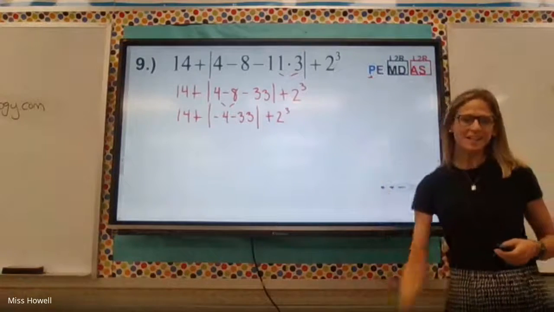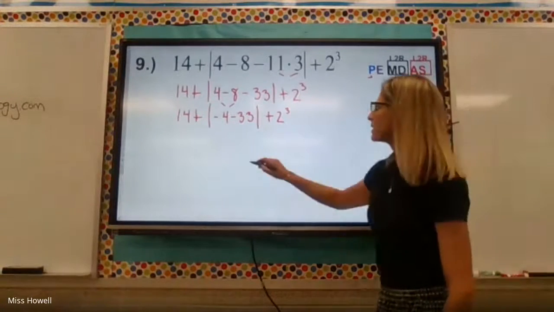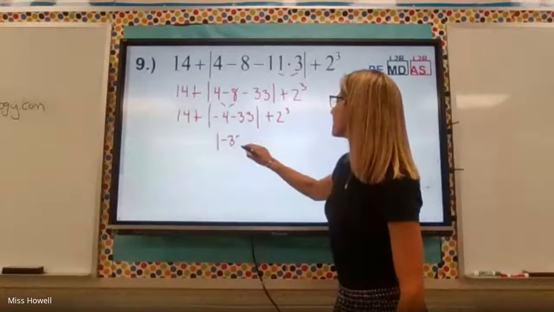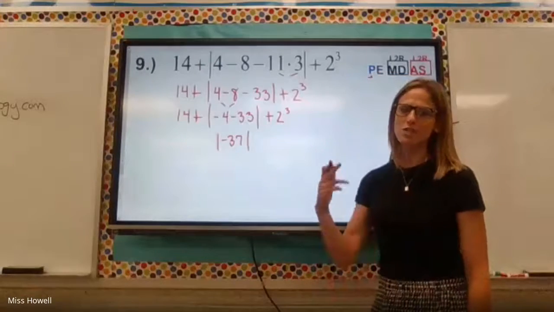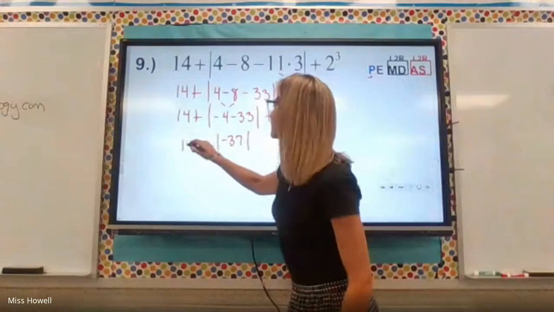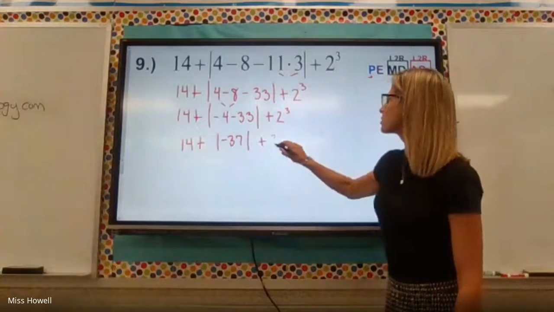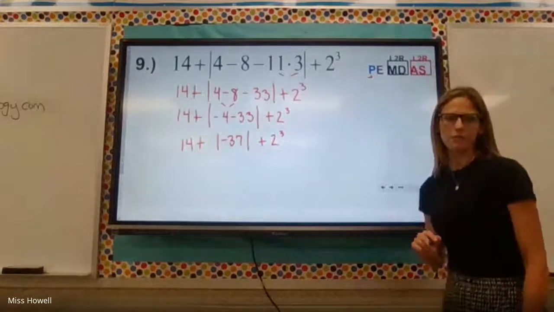All right, we're not done on the inside. Finish inside of there. We're going to do our negative 4 minus 33 next. That will give us a negative 37, still inside of bars. You need your bars still. We didn't say, what's the absolute value yet? They're still there. So 14 plus the absolute value of negative 37 plus 2 to the third power would be what's left of our step.